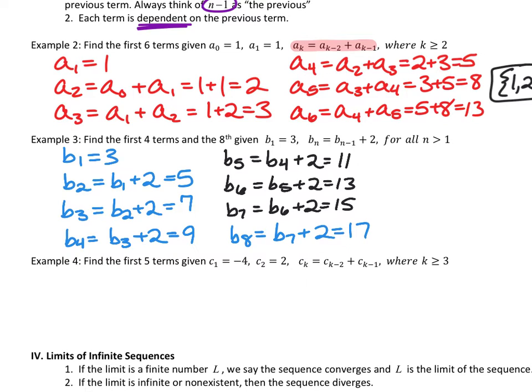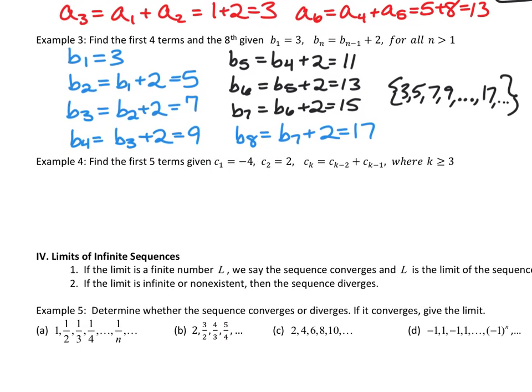To write this as a sequence of numbers, it would be 3, 5, 7, 9, 11, oh, not 11. We just wanted the first 4, sorry. Dot, dot, dot, 17, and continuing on. The first 4 terms and the 8th term. Okay, number 4 I'm going to leave for you to check with my notes. So go ahead and try number 4 and then check it against my handwritten notes, please.